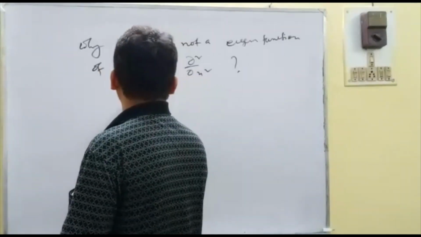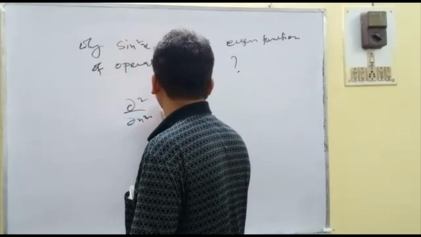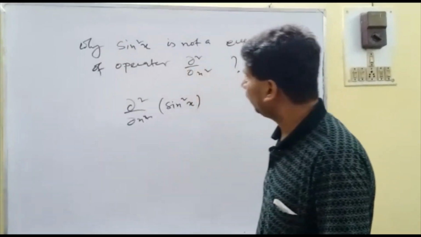Now del squared by del x squared of sin squared x, what will be the value?